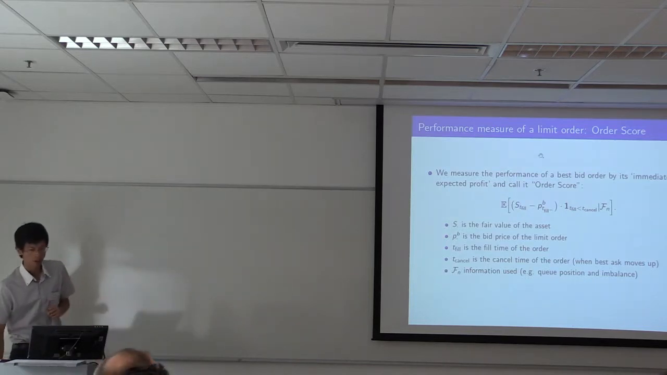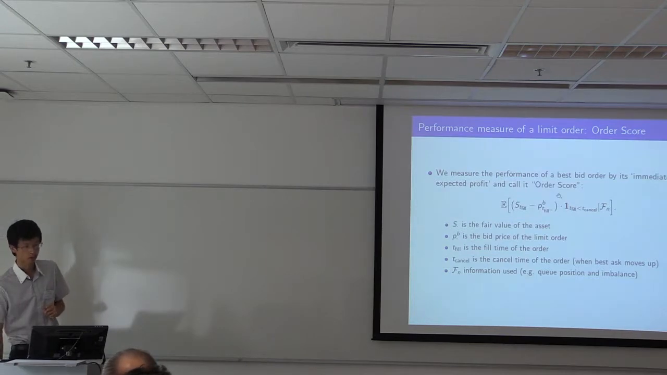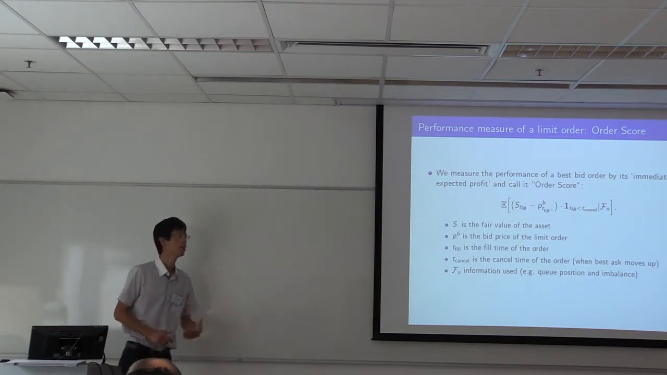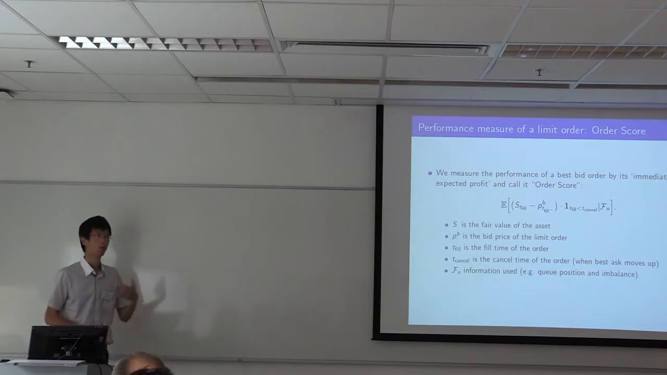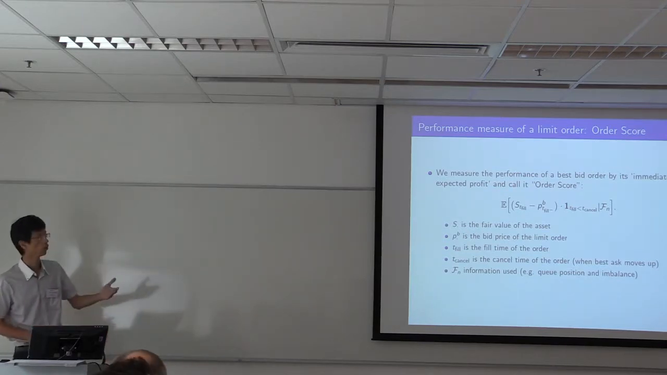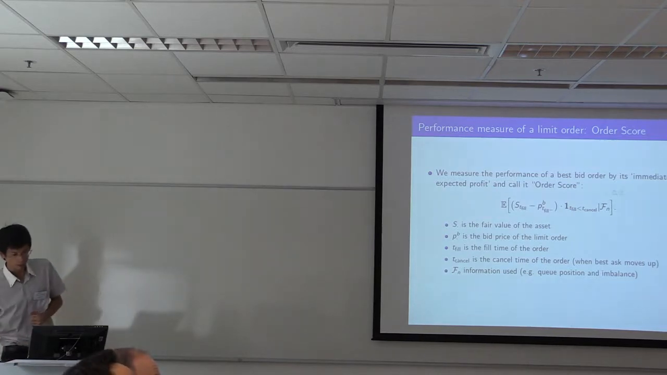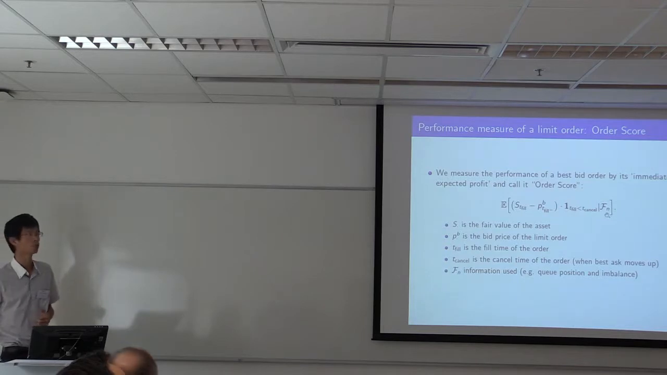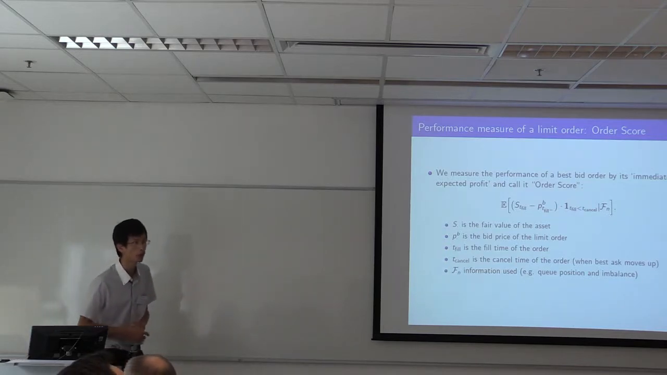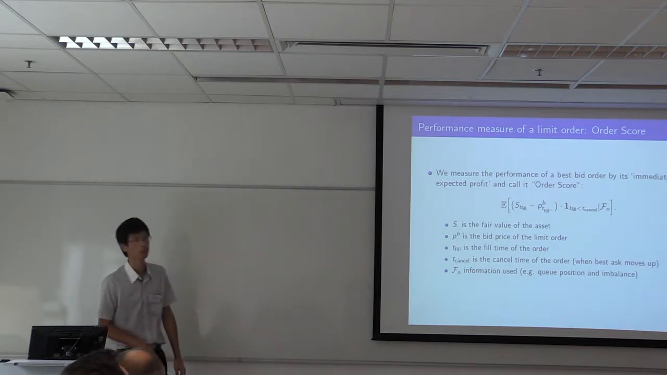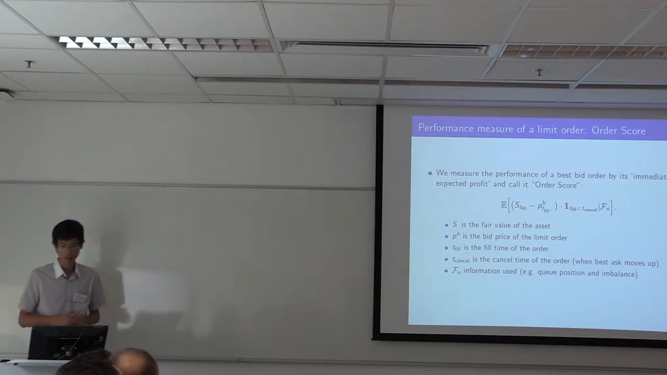All right. So I will call this performance measure the order score, where there are two random times. T fill corresponds to when the order is filled or executed, and T cancel corresponds to when the order will be canceled. For example, you might want to cancel your order if the best ask moves up. Of course, this quantity depends on what kind of information you have. You can use lots of information, for example, including the relative position of the order as well as bid-ask imbalance.